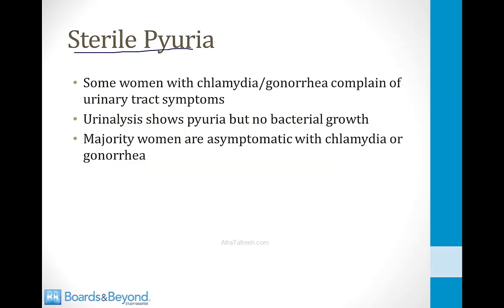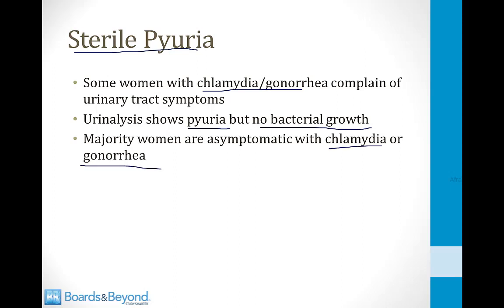Let me mention sterile pyuria. So some women who have chlamydia or gonorrhea will complain of urinary tract infections. Now, as you know, chlamydia and gonorrhea are often asymptomatic, but there are some women who will say that they have dysuria or frequency or urgency. And if you do a urinalysis in these people, you will see white blood cells. So there will be pyuria, but there will be no bacterial growth. So anytime you see sterile pyuria, you should think that there may be a sexually transmitted disease from chlamydia or gonorrhea.